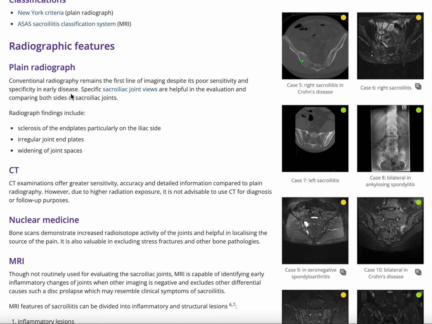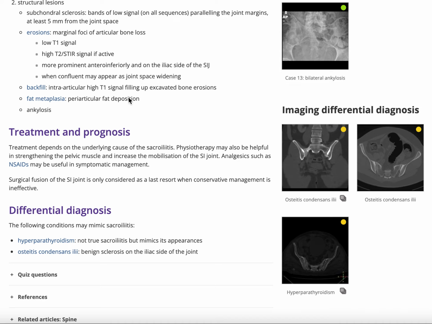T2 and STIR signal if active, and more prominent anterior-inferiorly and on the iliac side of the sacroiliac joint. When confluent, erosions may appear as joint space widening.